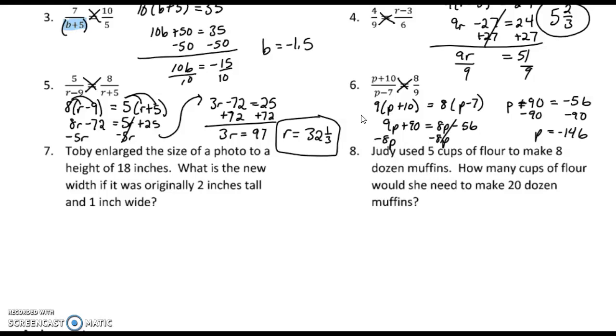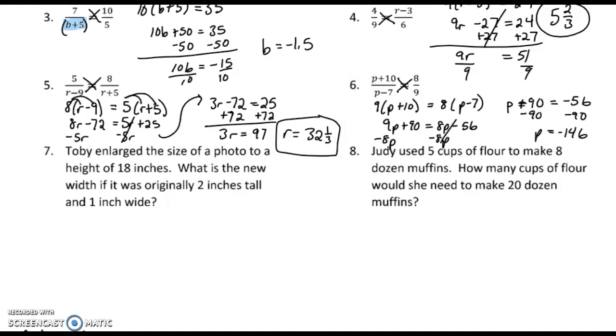Now just to show you real quick, if you were wanting to check, what you could do is you could plug your p back in for your variables, like on top, negative 146 plus 10 is negative 136. And then on the bottom, plug it in for p, negative 146 minus 7 is negative 153. Now, if you plug it in, negative 136 divided by negative 153, that's 0.8 repeating. Now try plugging in the other side. The right side is 8 over 9, so 8 divided by 9 is 0.8 repeating. So since they were both the same decimal, I know it worked out right, and that's how I can check.